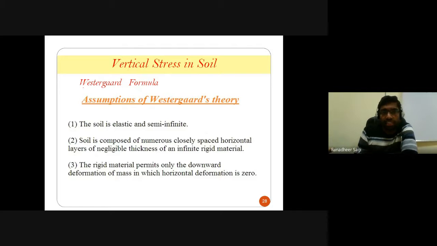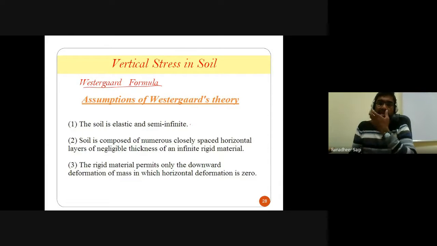Now let's quickly understand how we estimate your vertical stress by Westergaard's formula or Westergaard's theory. So before we go on to see what is the expression given by Westergaard based on his theory, let us quickly understand what are the assumptions that are made in Westergaard's theory.